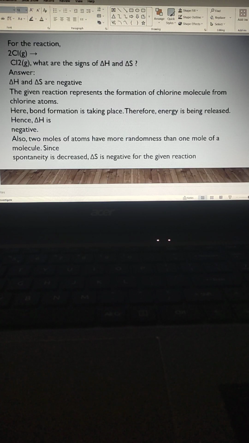Next question, for the reaction 2Cl gas gives Cl2 gas, what are the signs of del H and del S? So del H and del S are negative, because the given reaction represents the formation of chlorine molecules from chlorine atoms. Here, bond formation takes place. Therefore, energy is being released. Hence, del H is negative. Also, 2 moles of atoms have more randomness than 1 mole of the molecule. So randomness is decreased. So del S is negative for the given reaction.